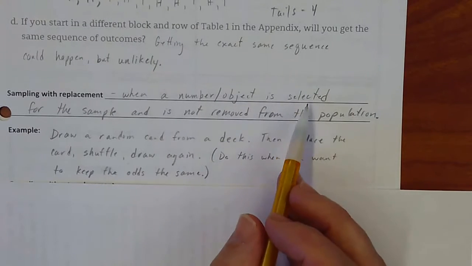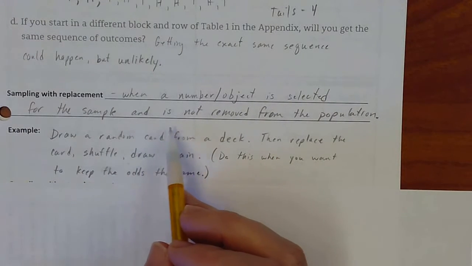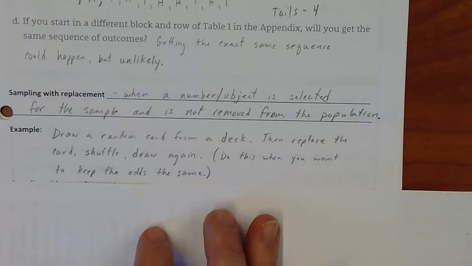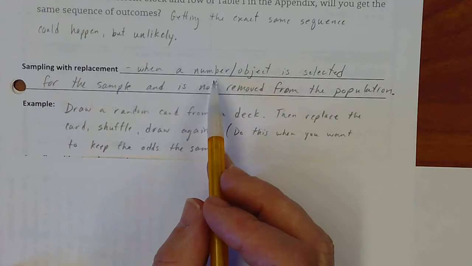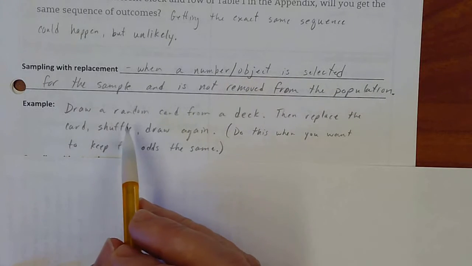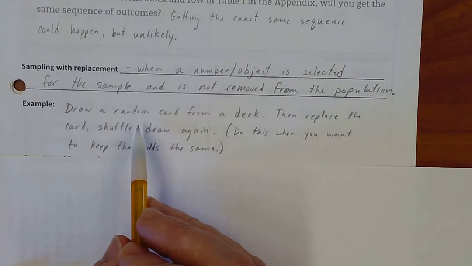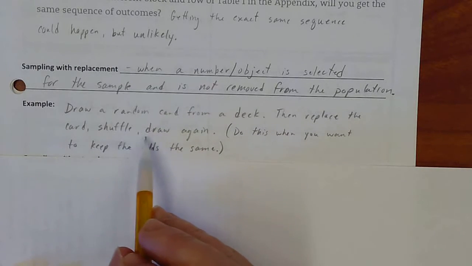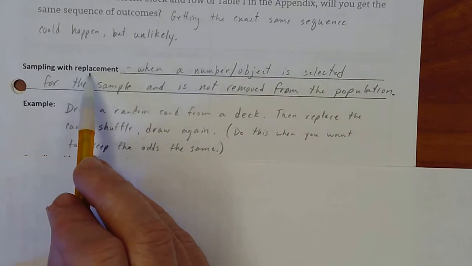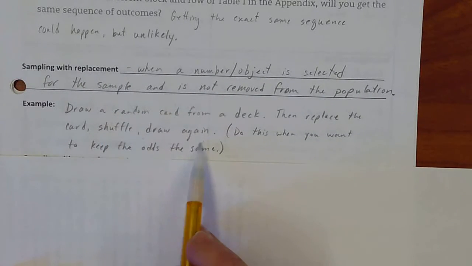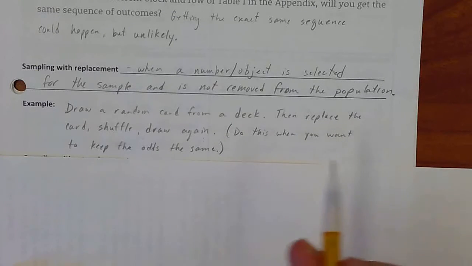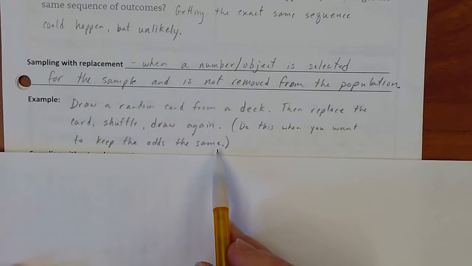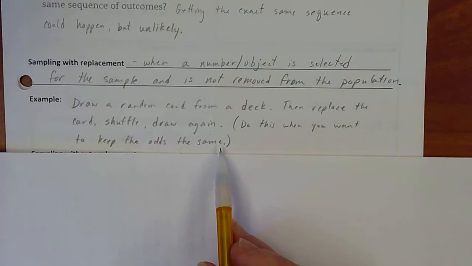So when a number or object is selected for the sample, but is not removed from the population. So it's maybe put back in there. They said number, but it's also like an object, like this example here of a deck of cards. So draw a random card from a deck and then replace the card, reshuffle, draw again. That's sampling with replacement. It kind of keeps the odds the same if we're doing a probability problem on this. Do this when you want to keep the odds the same, if we're creating some type of simulation.